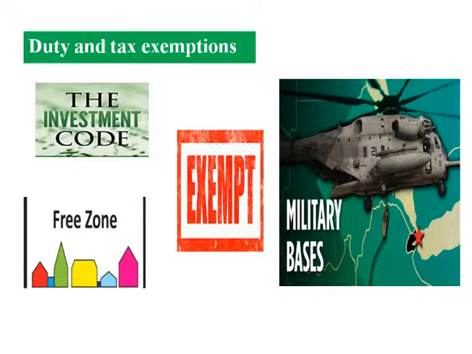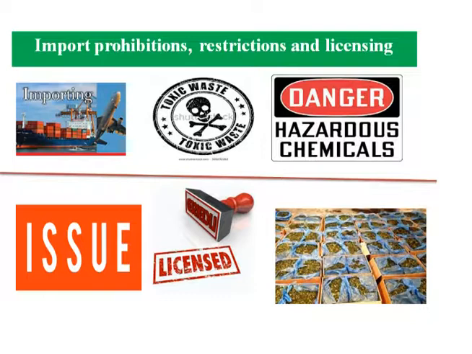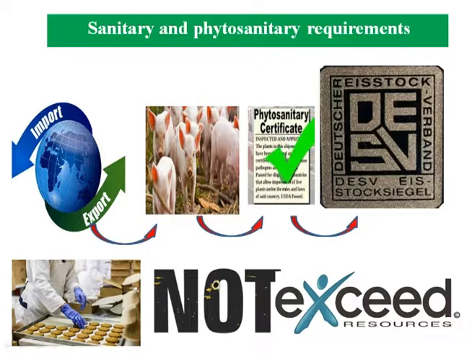Import prohibitions, restrictions, and licensing. The import of toxic or hazardous substances requires a special authorization from the ministry responsible for the environment. Cattle feed still requires an authorization from the ministry responsible for trade and industry, which also issues licenses for importing cattle. Sanitary and phytosanitary requirements: the import and export of animal products still requires the submission of the sanitary certificate issued by the directorate responsible for livestock and veterinary services.